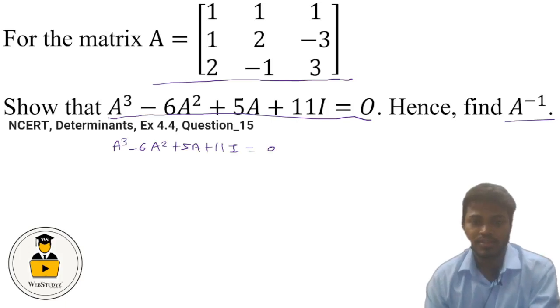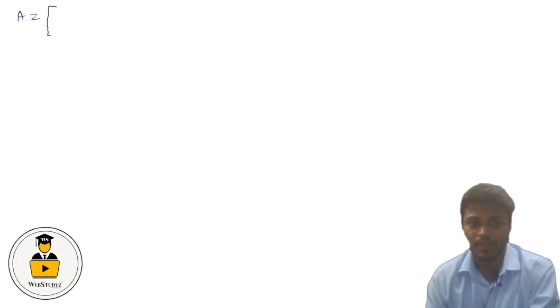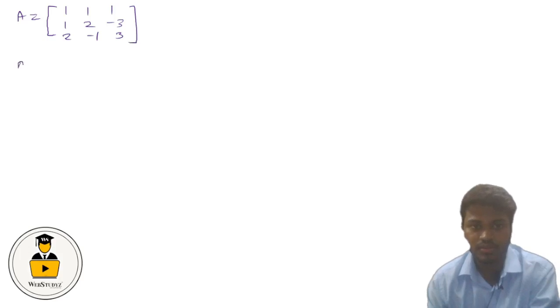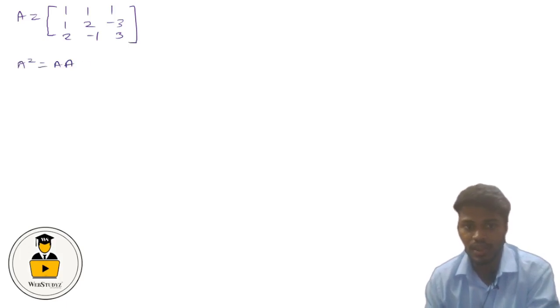We have the matrix A, which is [1, 1, 1; 1, 2, -3; 2, -1, 3]. So this is our matrix A. A square will be A into A, so this is the multiplication of the A matrix with itself: [1, 1, 1; 1, 2, -3; 2, -1, 3] multiplied by [1, 1, 1; 1, 2, -3; 2, -1, 3].